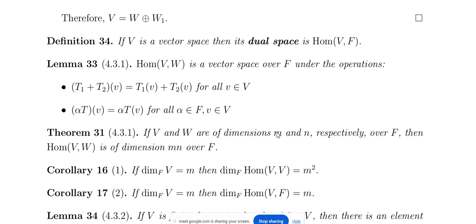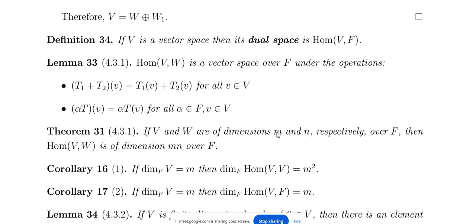If V is a vector space, then its dual space is Hom(V, F), where F is the field. Hom(V, W) is a vector space over F under the operations defined as (T1 + T2)(v) = T1(v) + T2(v), and (alpha T)(v) = alpha T(v).